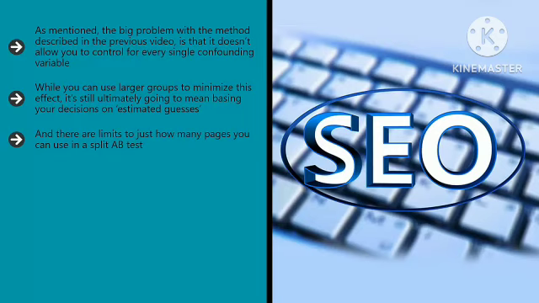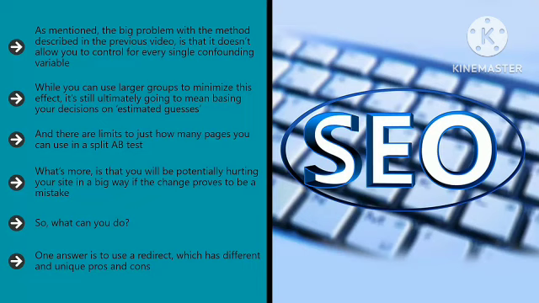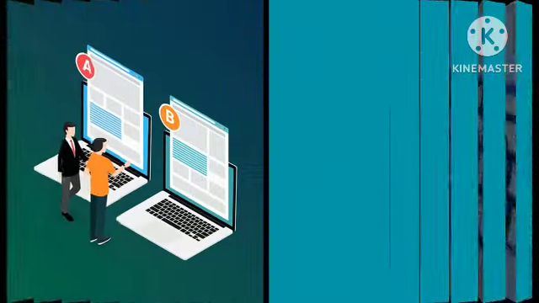And there are limits to just how many pages you can use in a split A/B test. If you're going to be changing the results across hundreds of pages on your site, then this will involve a lot of work. What's more is that you will be potentially hurting your site in a big way if the change proves to be a mistake. The whole point of A/B testing is to conduct the experiment in a controlled manner. So what can you do? One answer is to use a redirect, which has different and unique pros and cons.